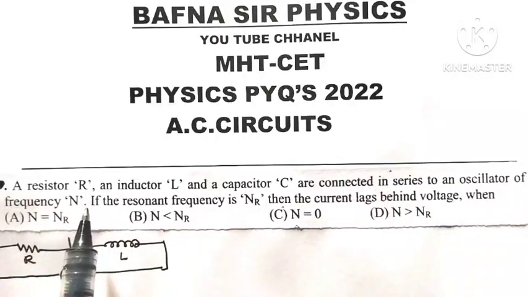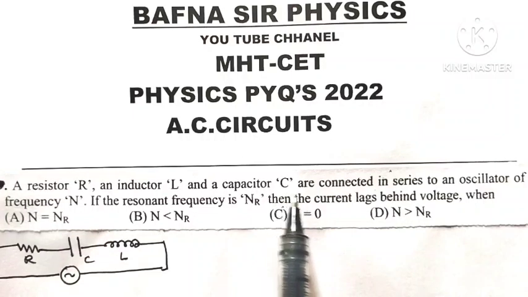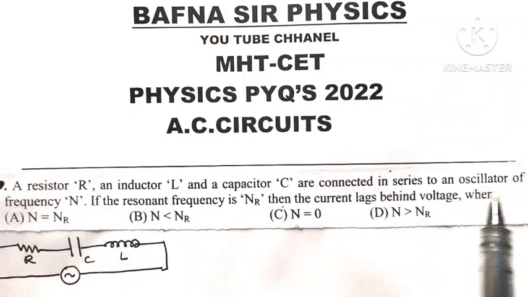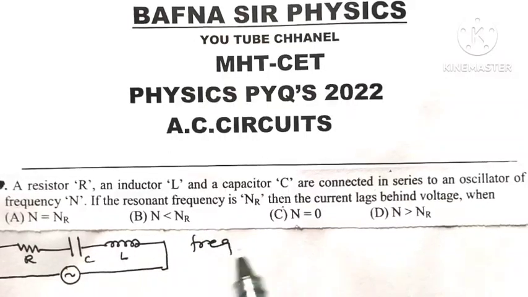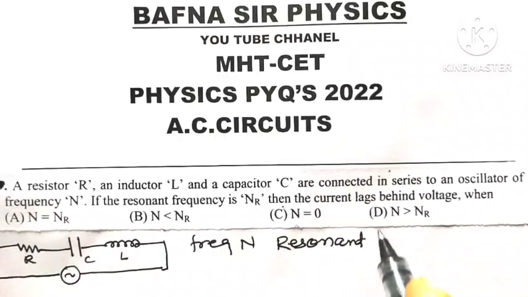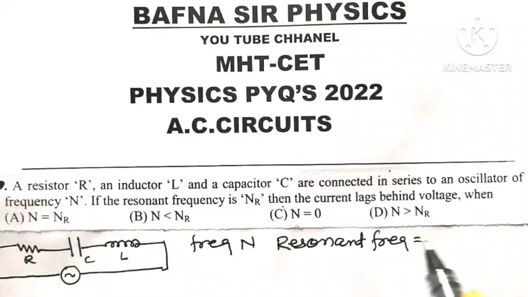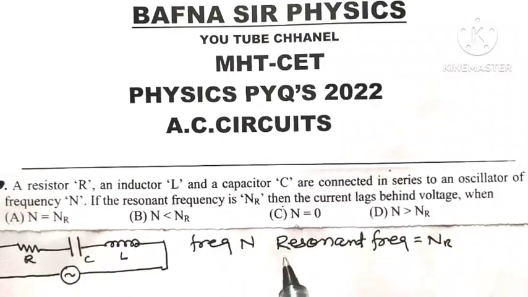A resistor R, an inductor L and a capacitor C are connected in series to an oscillator of frequency N. If the resonant frequency is N_R, then the current lags behind the voltage.